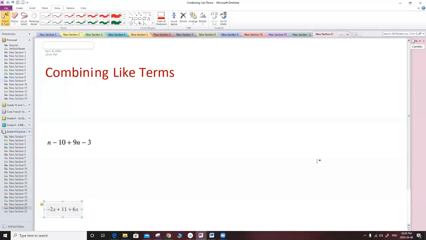Good morning, grade 9. We have a lesson called combining like terms, how we can combine the like terms. Before we go to combining like terms, I need to get your attention to something very important.